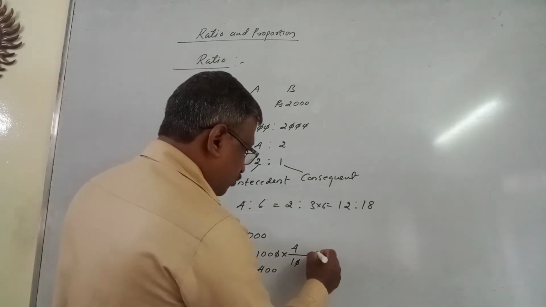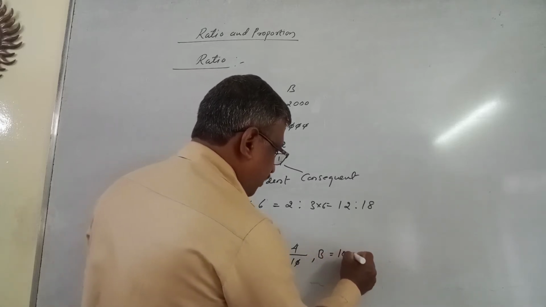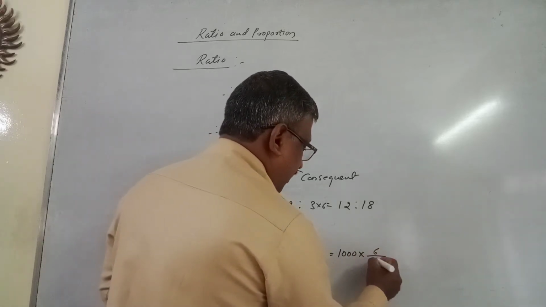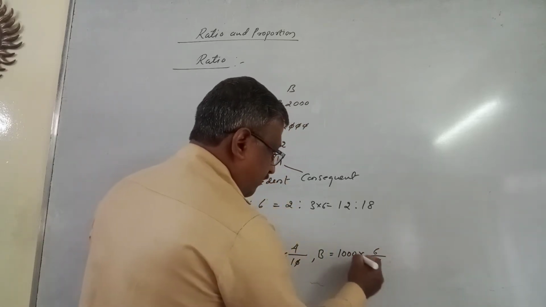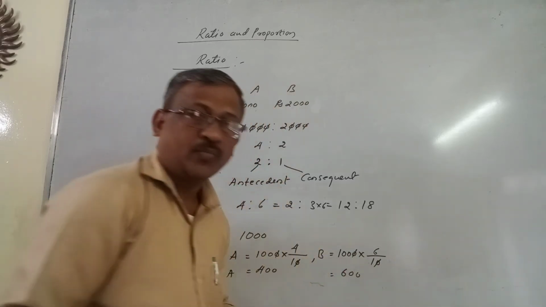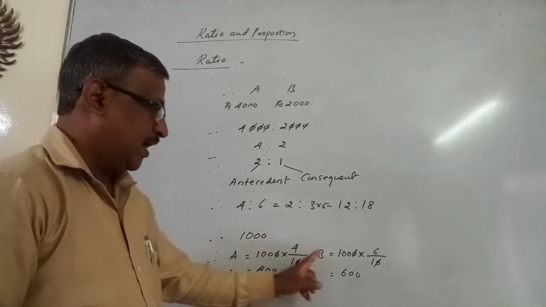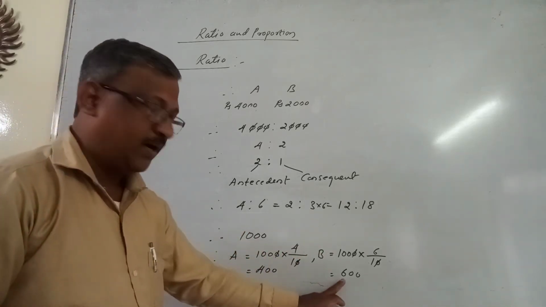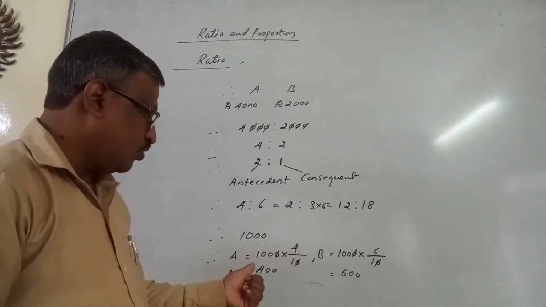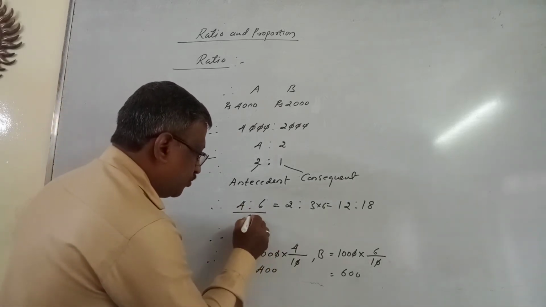Like that, you calculate B's share. B's share will be, take the profit 1000, multiplied by B's share, which is 6 divided by 10. If we calculate this, it comes to 600. This means if you distribute this 1000 rupees profit between A and B, the distribution comes to 400 and 600.